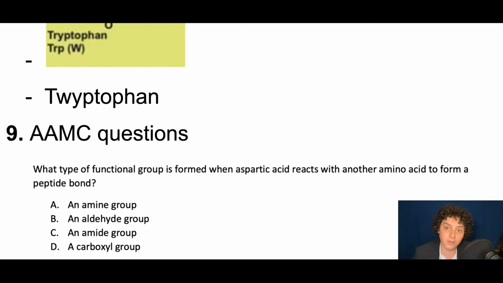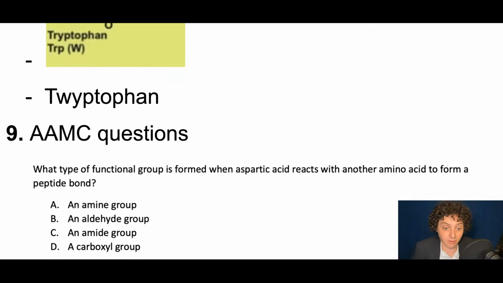A functional group is an arrangement of atoms that is seen across many different organic molecules. An example of a functional group is answer choice A, an amine group, which would be a nitrogen bound to a carbon, which is the organic molecule, and then bound to two hydrogen atoms and with a lone pair of electrons. That's one functional group.